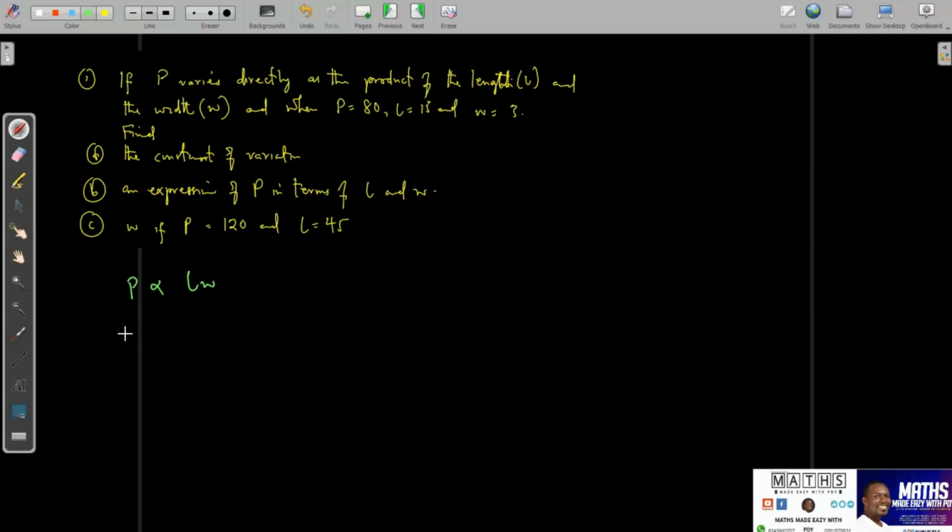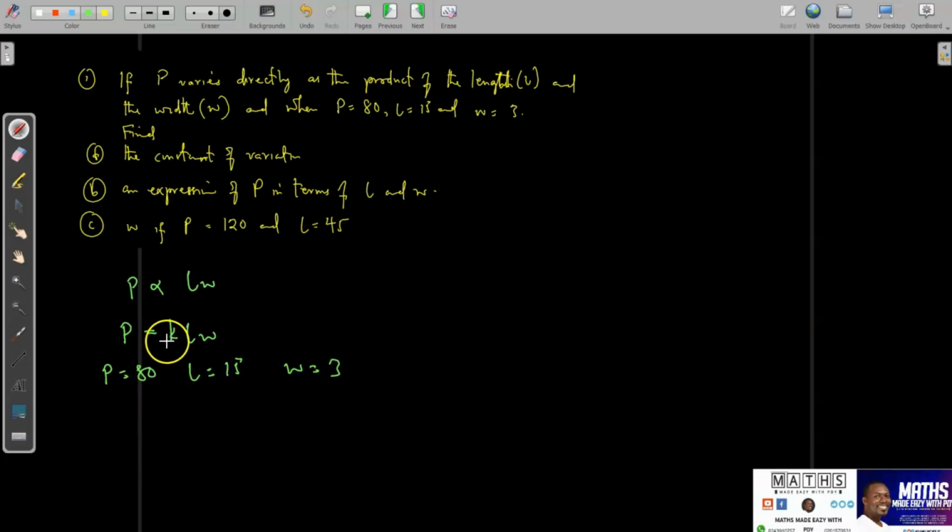P equals KLW. Now for future prediction, they give us a clue which can help us find K indirectly. When P is 80, L is 15, and W is 3. So P being 80, L being 15, W being 3.